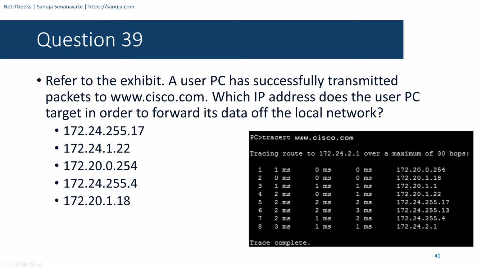So the answer to this question is 172.20.0.254. We know that because the first hop right here is 172.20.0.254, and that is basically proving that is what we're going to use as the target from the PC itself, because that's the only one the PC originally knows. We know that from this table because that's the first hop. 172.20.0.254 is the first hop address, and that is the target address in here.